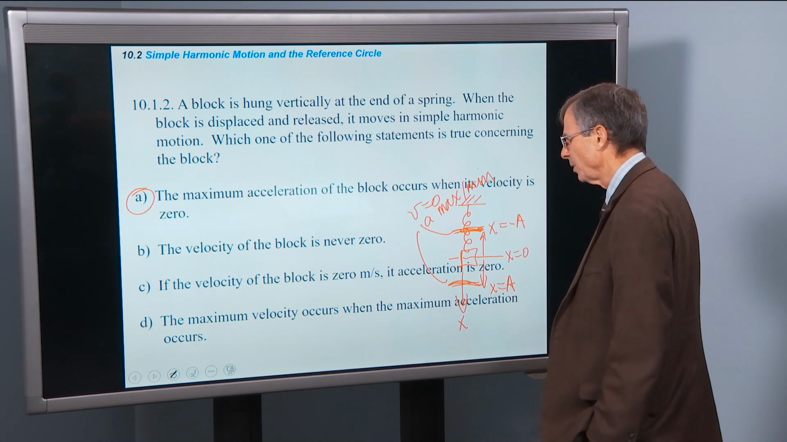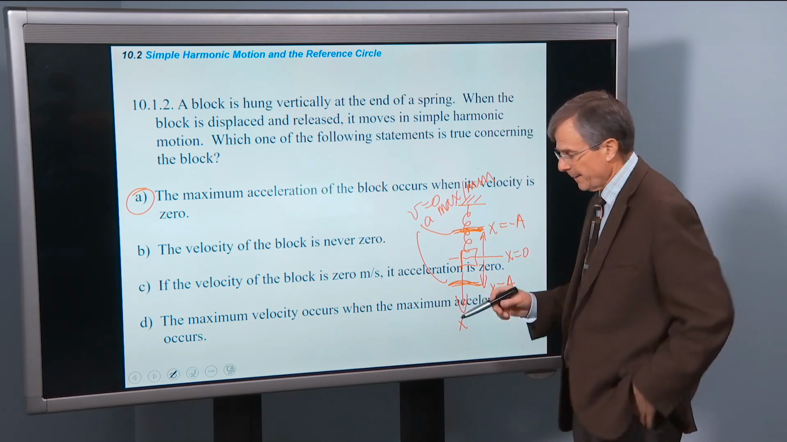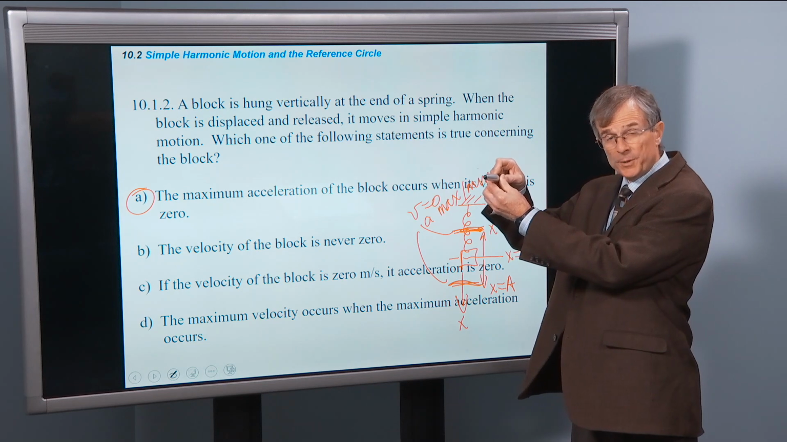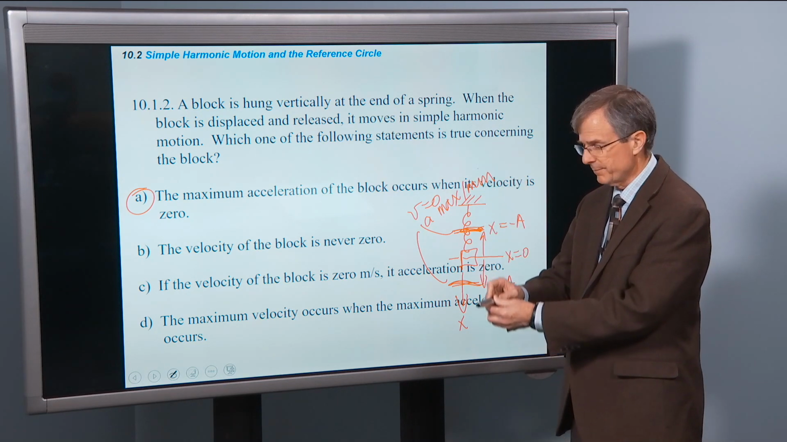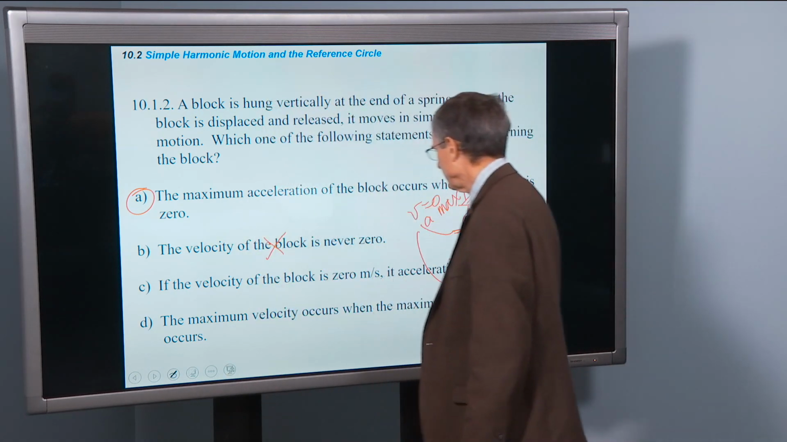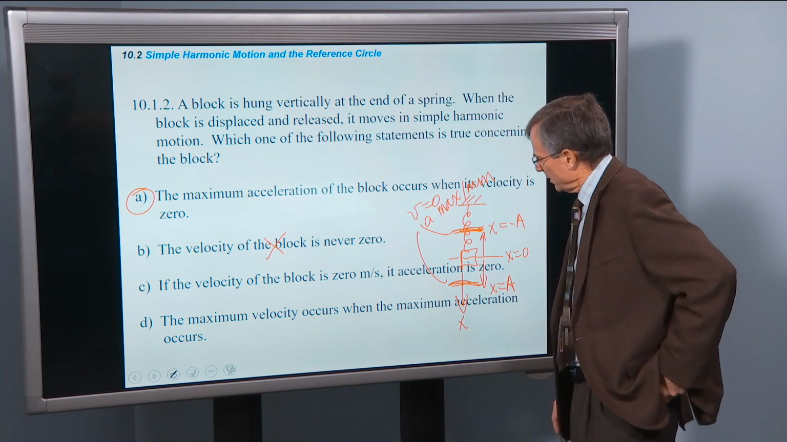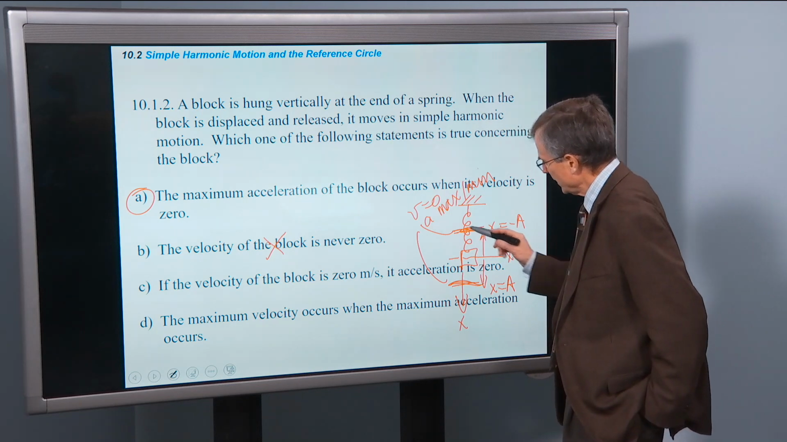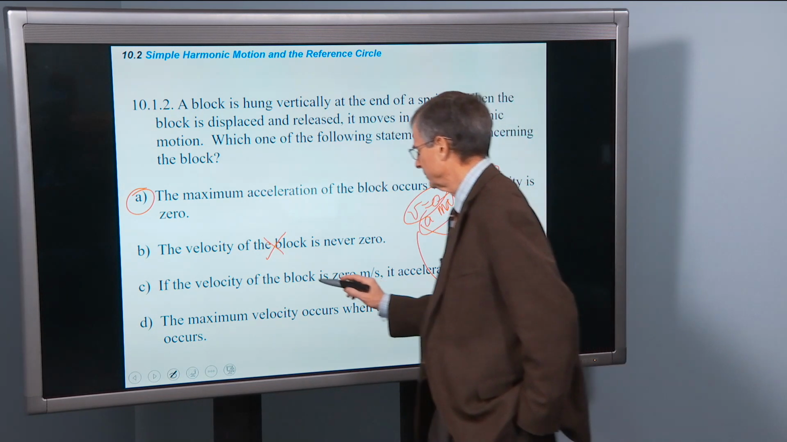The velocity of the block is never 0. Well, is that true? No. The block goes up to the top, its velocity is 0 when it reaches the top, comes down to the bottom, its velocity is 0 when it reaches the bottom, etc. So that's certainly not true. If the velocity of the block is 0, its acceleration is 0. Well, also not true, because up here, if the velocity is 0, the acceleration is a maximum.